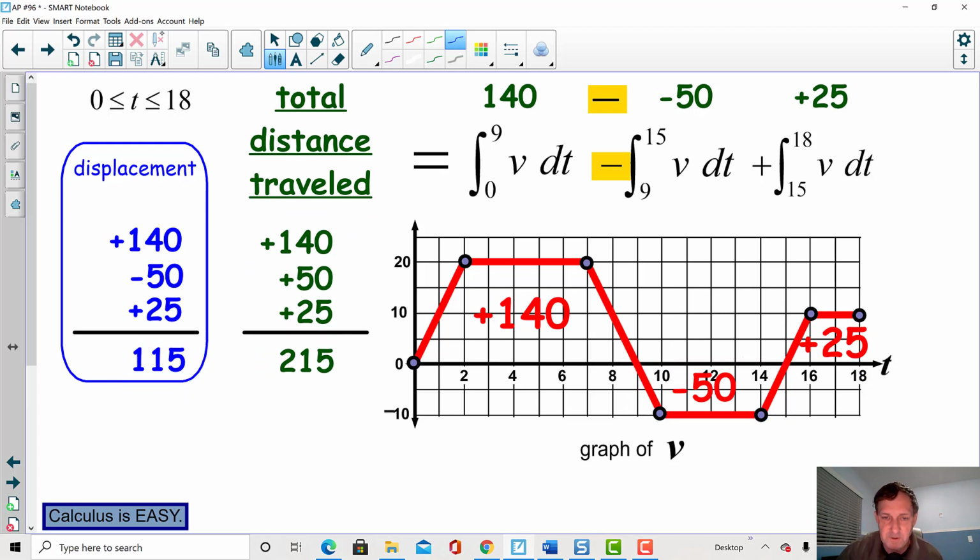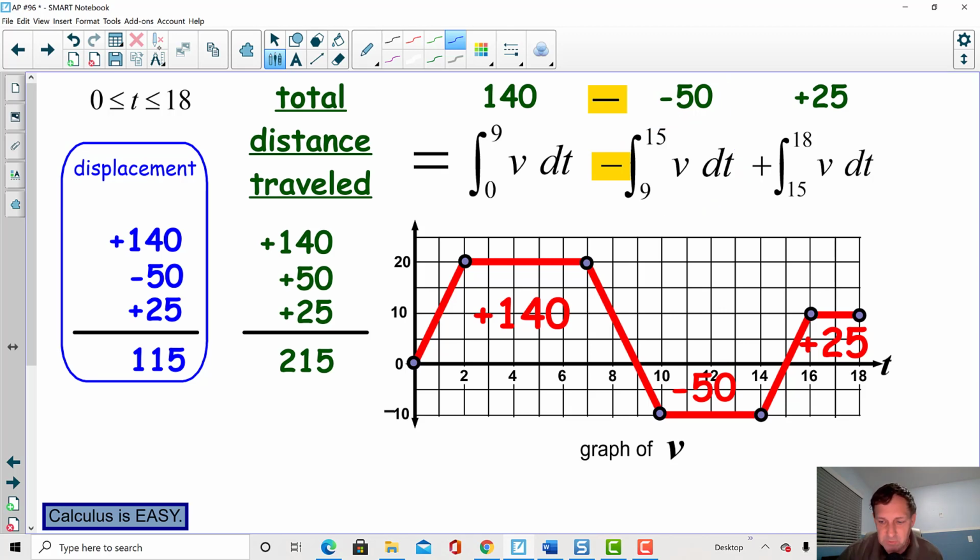Now, if we had the actual function instead of a graph, and we knew that the squirrel was traveling left from t equals 7 to t equals 15, what we could do is we know that that's going to come out negative for the integral, so we could put an additional negative in front of it, and that will change the negative 50 into a positive 50. So that's one way of dealing with an integral where your area comes out negative, and we want total distance traveled, so we want that amount to be positive. So you can make the integral positive by putting an additional negative in front of it.